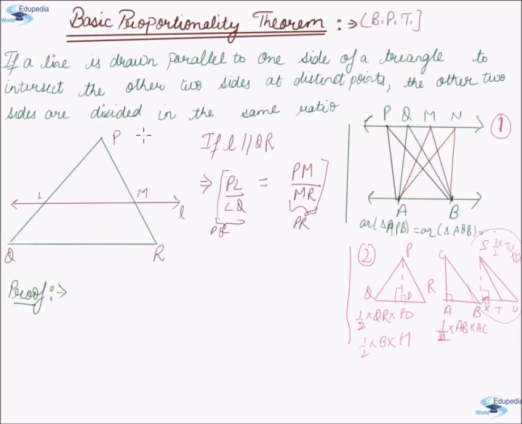Friends, we are given this condition, that is, L is parallel to QR, and we need to prove that if L is parallel to QR, then yes, these two sides are divided in the same ratio. So for the proof we need some construction to use these formulas.